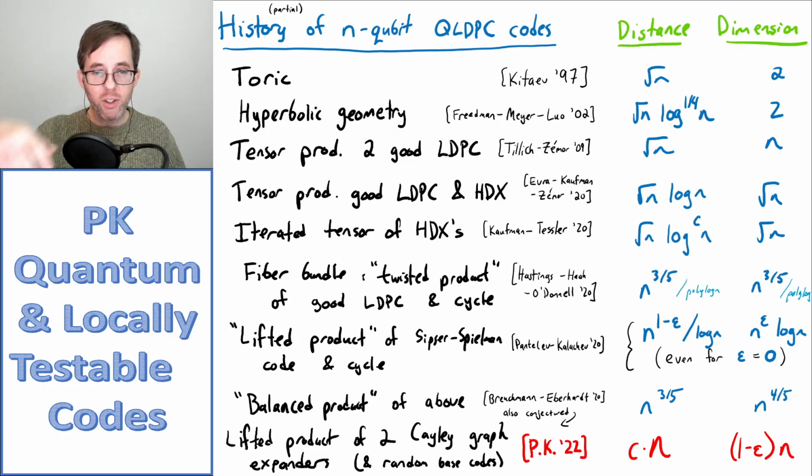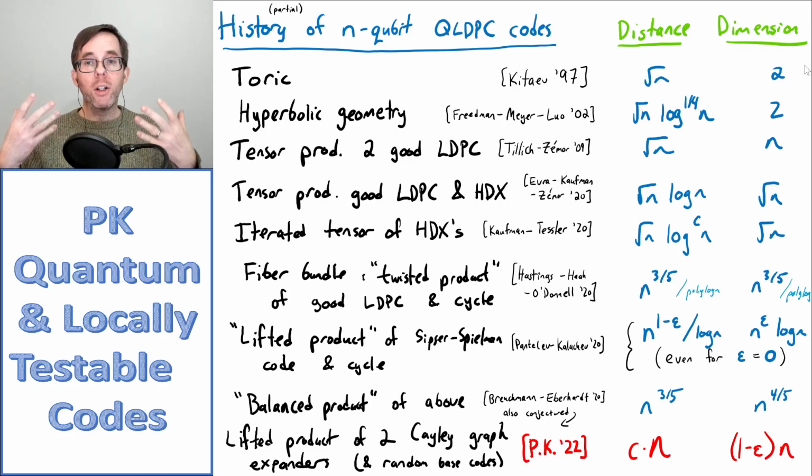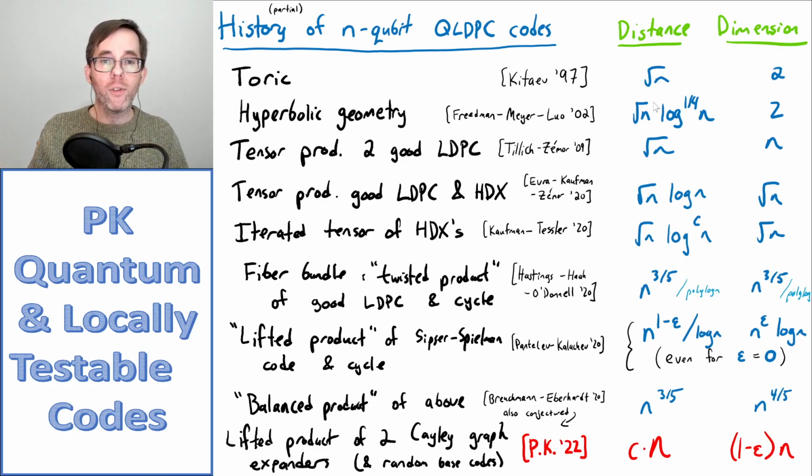There's no animations here, everything's spoiled, so you can just pause this frame and read everything, but I'll go through it. On the left, we have some of the previous constructions. And in these two columns, distance and dimension, I omitted the constant factors, big O, almost everywhere. Okay, so the toric code, as we saw, has distance proportional to root n, and dimension 2. So it's got okay distance and terrible dimension. Just a reminder, an asymptotically good code will have distance and dimension both proportional to n.